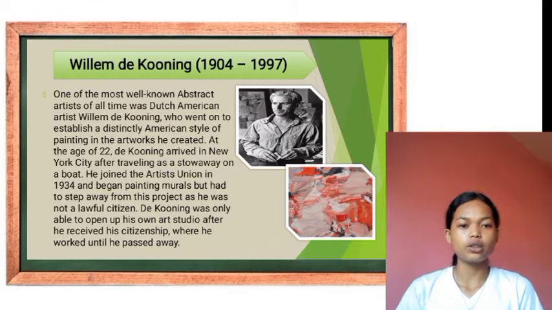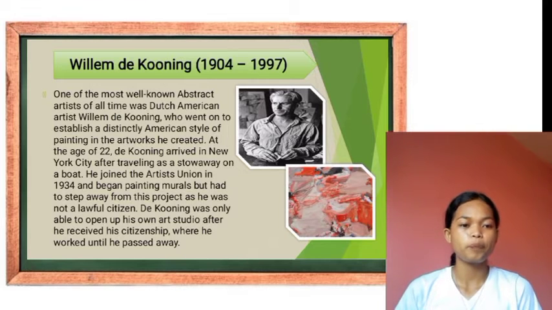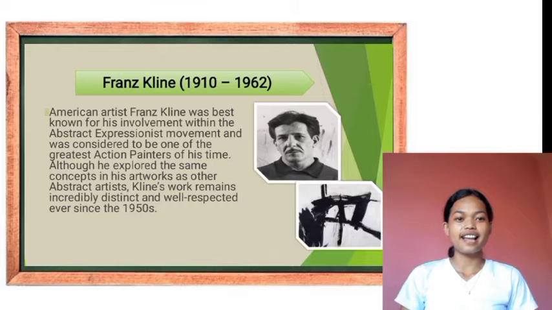At the age of 22, de Kooning arrived in New York City after traveling as a stowaway on a boat. He joined the Artists' Union in 1934 and began painting murals but had to step away from these projects as he was not a lawful citizen. De Kooning was only able to open up his own art studio after he received his citizenship, where he worked until he passed away.